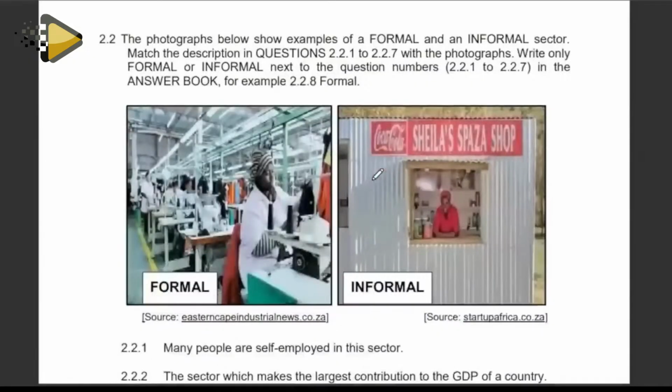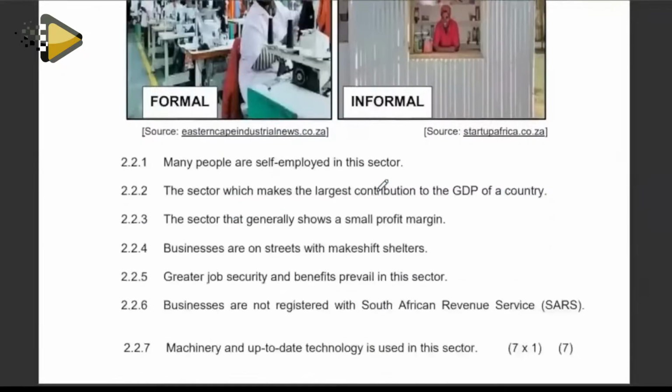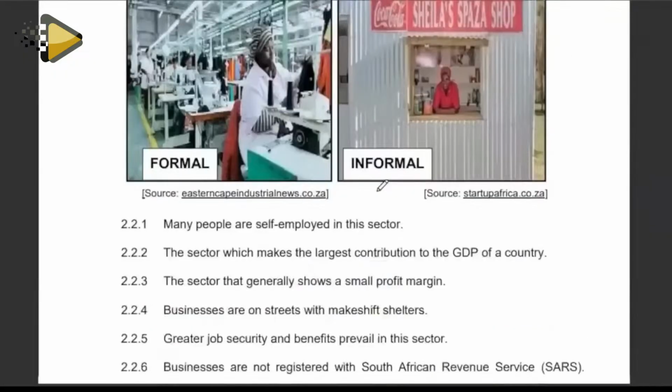2.2 is giving us examples of formal and informal sectors. Right, what you call the formal sector, those are registered businesses which pay tax to the tax authority, which is the South African Revenue Services. And the informal sector, we are looking at unregistered businesses, and those businesses do not contribute tax revenue to the tax authority. Right, so we are supposed to answer our questions based on formal or informal. Many people are self-employed in this sector. People who are self-employed are in the informal sector. You do your own trading business, you are in the informal sector.